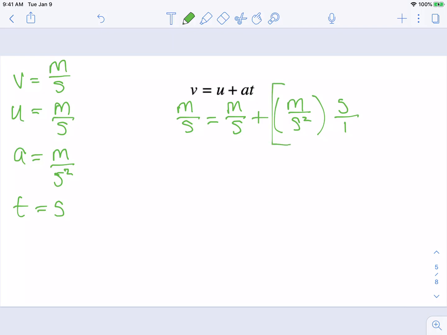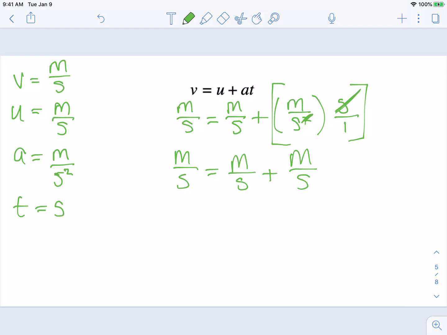I'm going to look at what I'm bracketing over here and simplify it, because I have meters over seconds squared times seconds. Well, this second up here would cancel out one of those seconds down there. So then I would have meters per second equals a meter per second plus this one now simplifies to meters per second. So just like if you would add apples to apples, your answer would be apples. That's what we have here on the right-hand side.